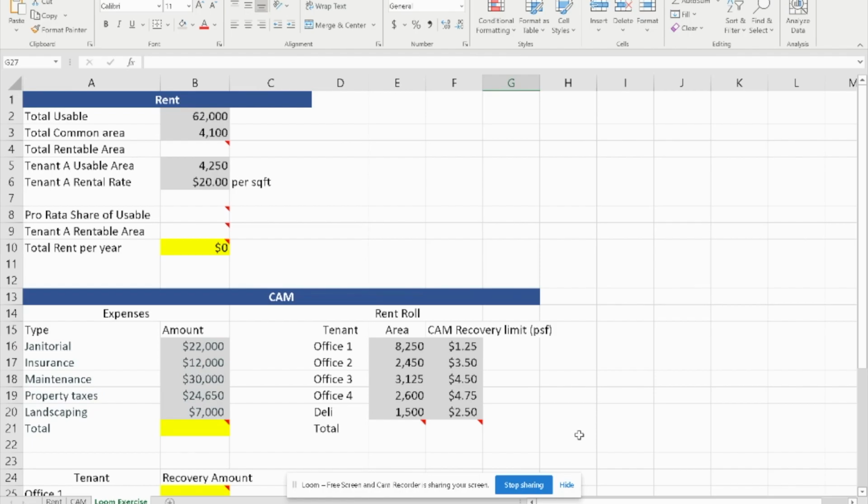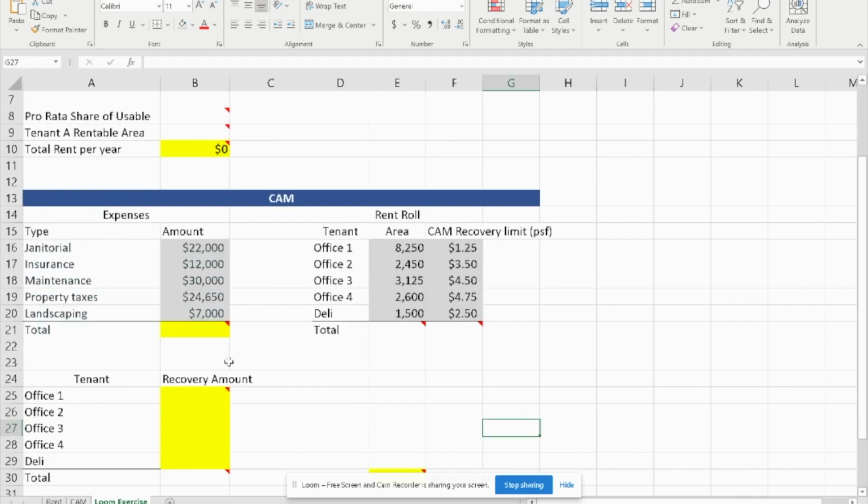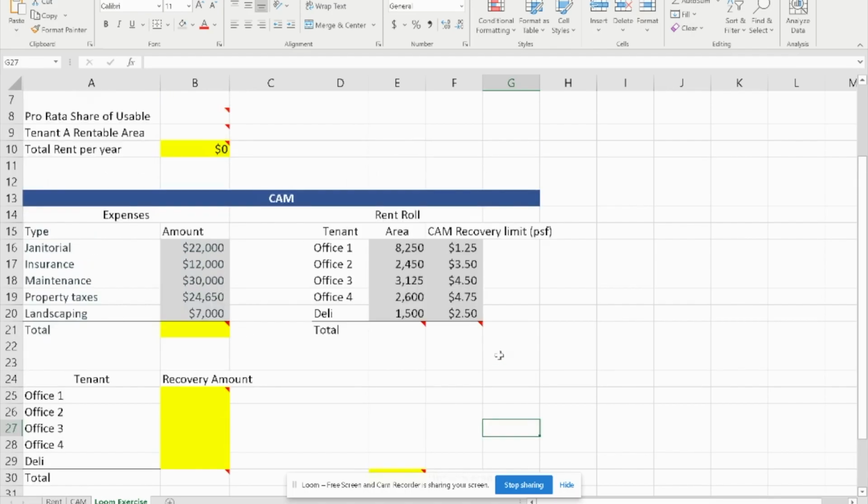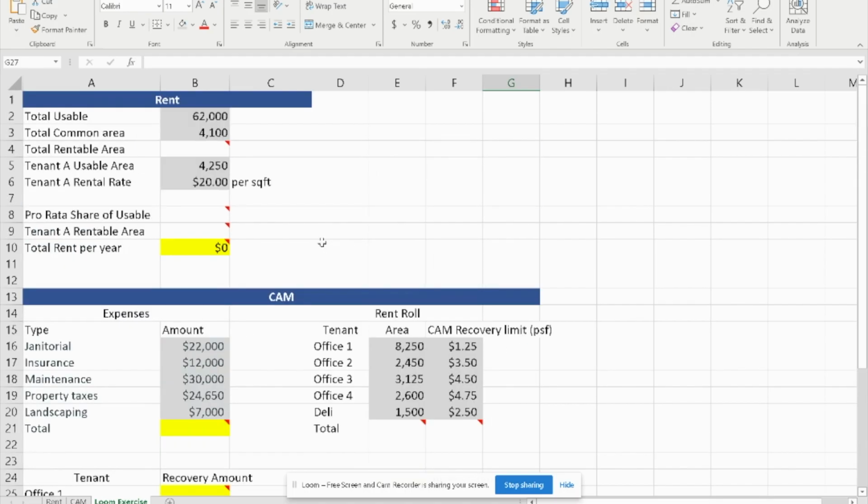In this exercise, it's a two-part exercise. We're asked to calculate the total rent per year for an office building for a particular tenant. And then we're also asked to calculate the CAM recovery amount, as well as the unrecovered amount, for an office building. We're going to start with the first part of the problem. We're given some inputs. I ask that you take a minute to pause the video to enter all of the inputs that have been given to you.